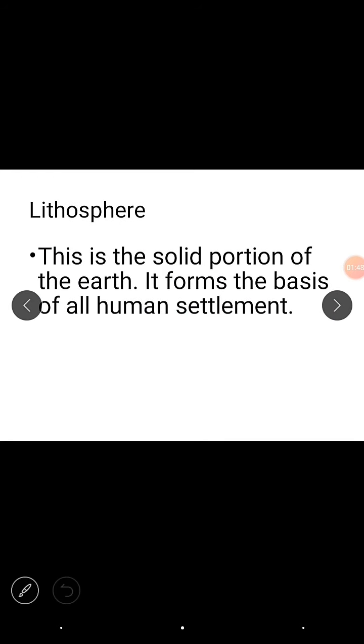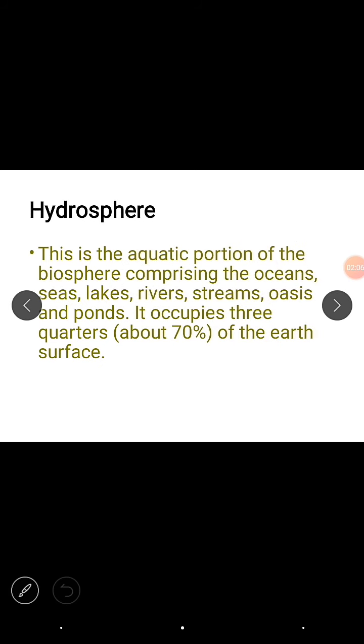And then we also have the lithosphere. The key word in the lithosphere is that it is the solid portion of the earth, and it forms the basis of a human settlement. That's where we are living presently, is a lithosphere, the solid part of the earth. So you also have the hydrosphere, and the hydrosphere, from the word hydro means water. So hydrosphere is the aquatic portion of the earth, or you call it the liquid portion of the earth.